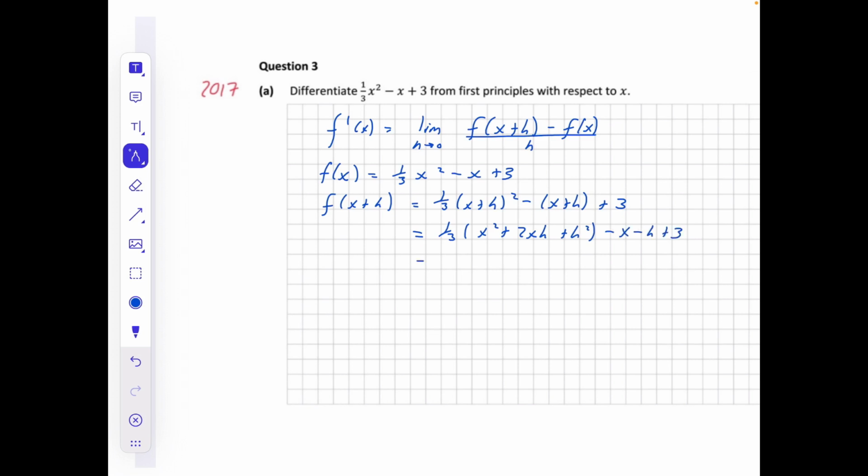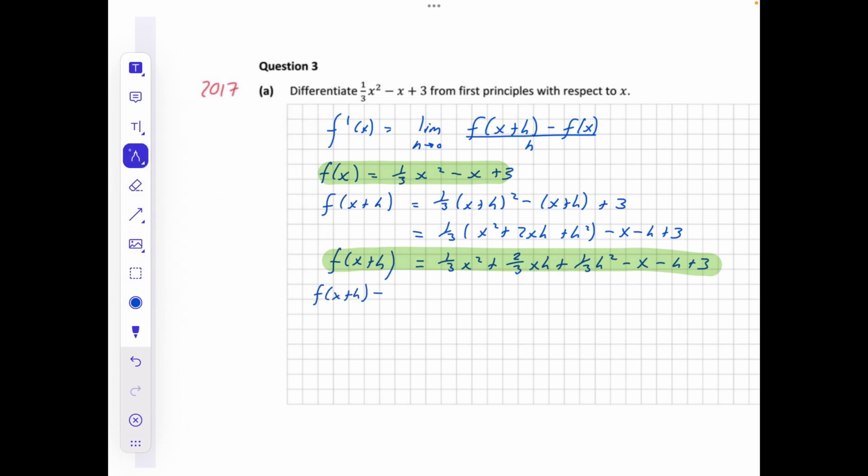Okay, be careful here now, we have minus outside our bracket, so it's going to be minus x minus h plus 3, and we need to multiply that 1/3 into our bracket. Okay, so it's going to be 1/3 x squared plus, now if you're unsure of this, just fire it into your calculator. 2 multiplied by 1/3 will give you 2/3 xh plus 1/3 h squared minus x minus h plus 3. So that is my f of x plus h. So I have my f of x and I have my f of x plus h.